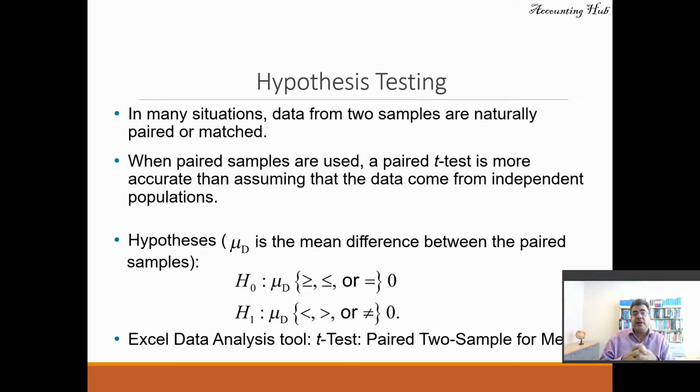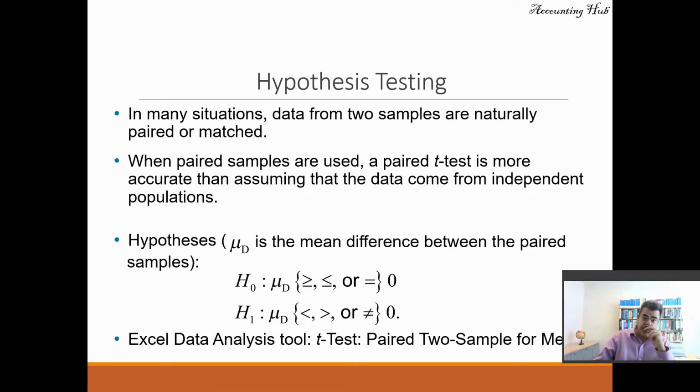When paired samples are used, a paired t-test is more accurate than assuming that the data come from independent populations, because usually they don't. For instance, comparing grades, they are the same students. Comparing revenues from different stores, they are not independent.